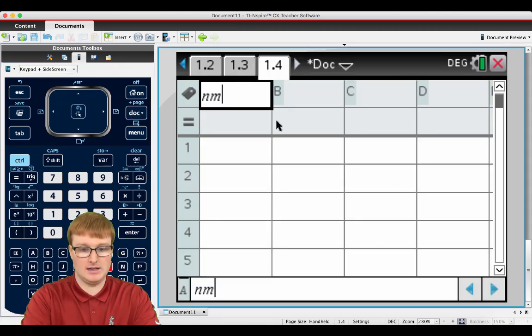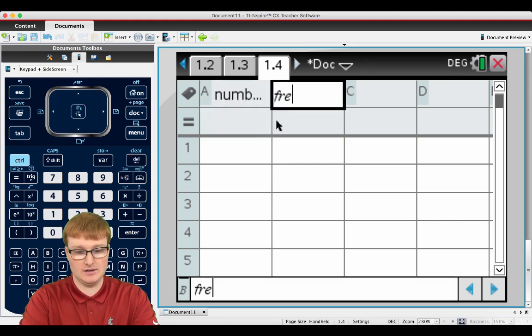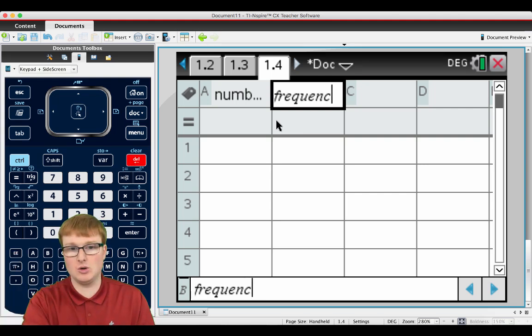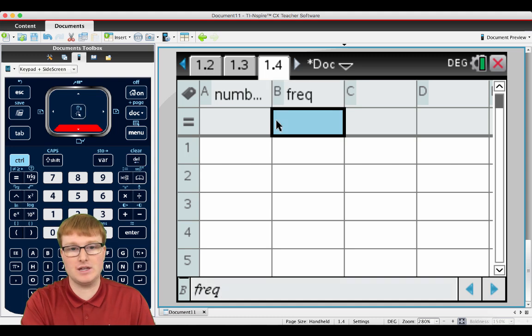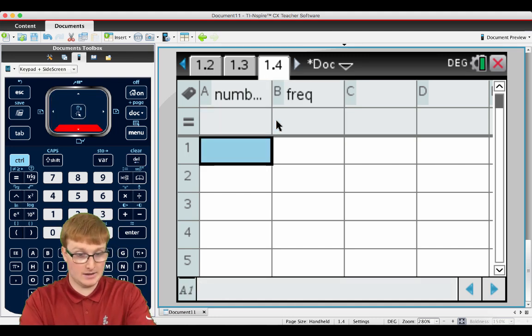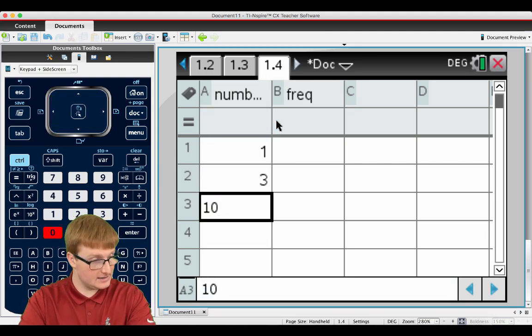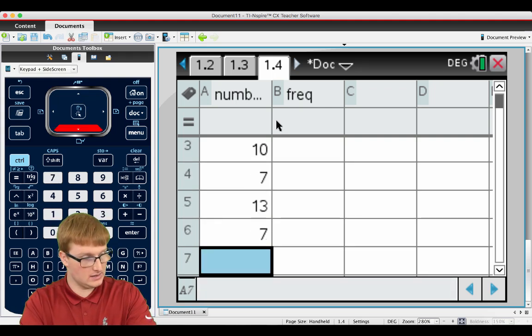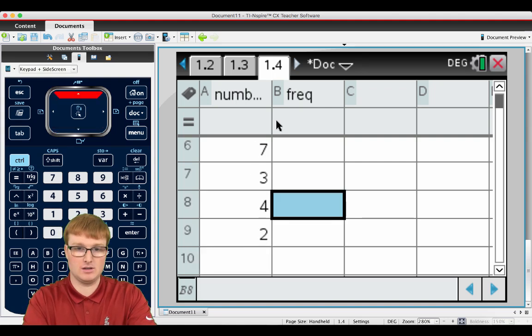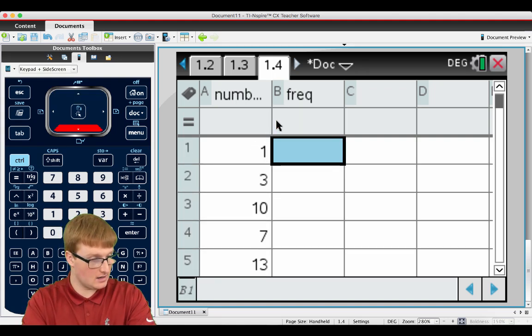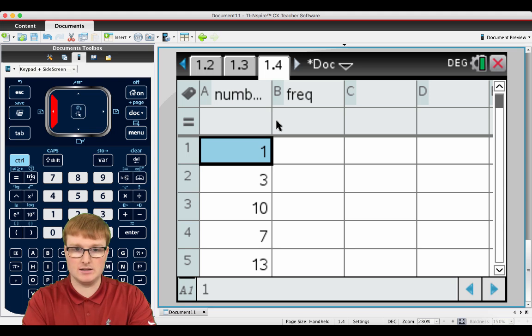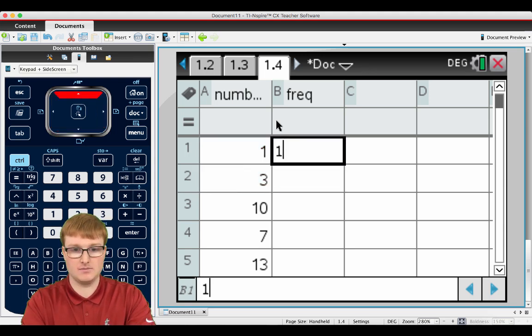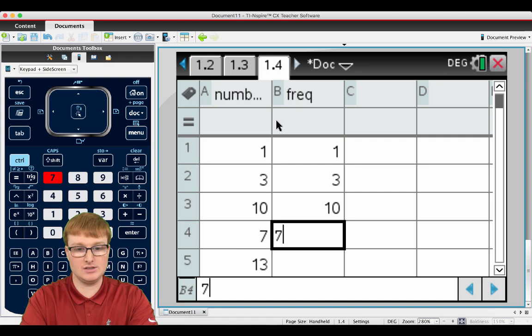I'm going to type in the number of heads, and this is the frequency. Unfortunately, I can't type it. I don't know why I can't type in frequency in the calculator. I can only type in freq. So, the number of heads: 1, 3, 10, 7, 13, 7, 3, 4, 2. And the frequency, I'm so stupid. That should be the other column. 1, 3, my apologies.